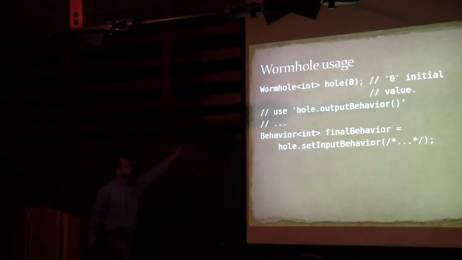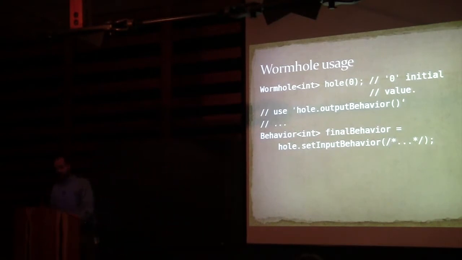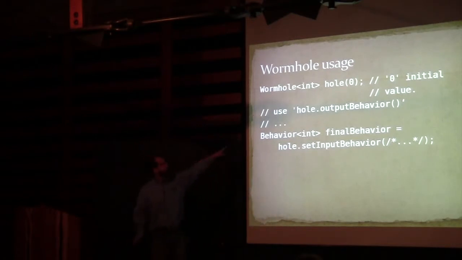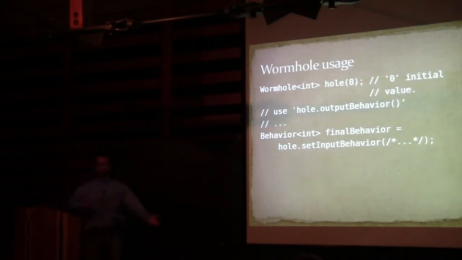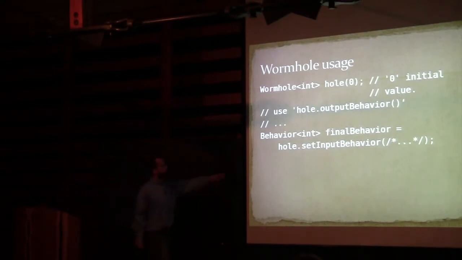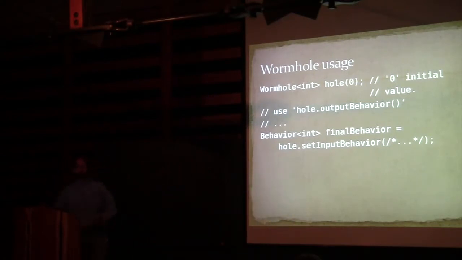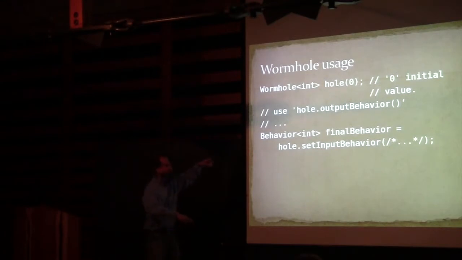So you create a wormhole. So this is an int wormhole. You give it an initial value, and we'll understand why it needs one in a second here. And you can use hole.output behavior. So before this wormhole is completely defined, you can make use of the behavior. And then our final behavior, we can set the input behavior of the wormhole. So that's why it's kind of like a wormhole. You have this behavior which is defined way down here. You have another one which is up here. You want to get access to that one. You do so using a wormhole. That's what this construct does for you.